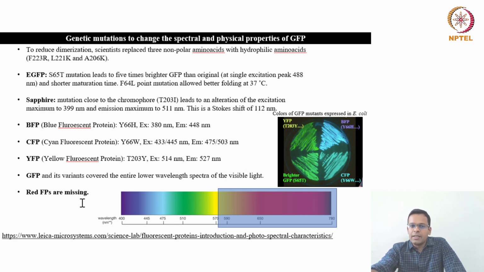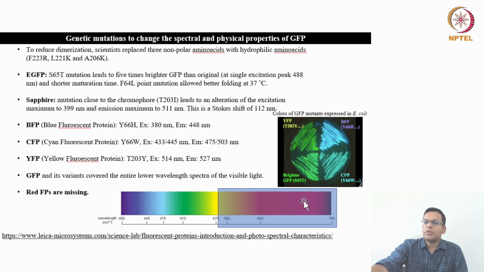Now what is missing? The red fluorescent proteins are missing. In this spectrum of visible light, we do not have any fluorescent protein to use in live cells. So before going into that, let me explain that here you can see the colors of GFP mutants expressed in E. coli. The E. coli are bacterial cells. They are plated on this media or Petri plate, and you can see they emit different colored light because they contain different proteins like YFP, BFP, CFP, and GFP.